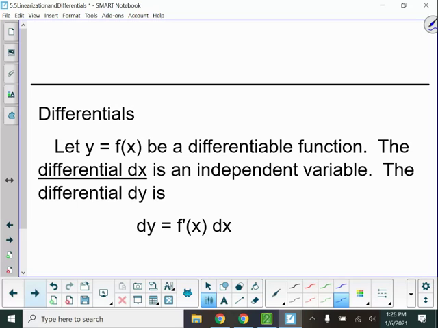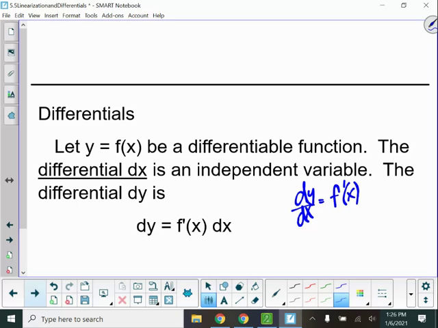So your differential d of x is an independent variable. Your differential dy is given as the following. So dy is equal to f prime of x times d of x. So normally we write that dy dx is equal to f prime of x. So this is actually separating this term, multiplying both sides by your d of x, and making dy equal to some value on its own.